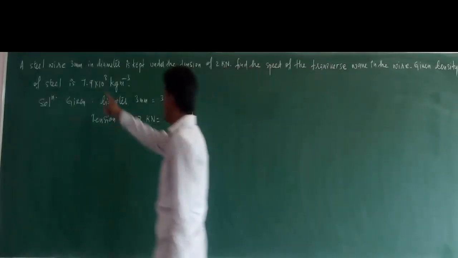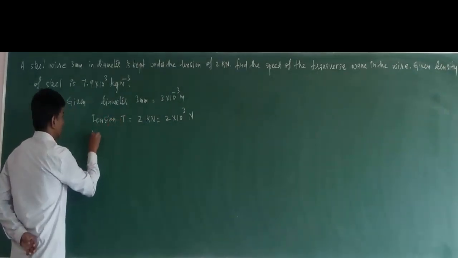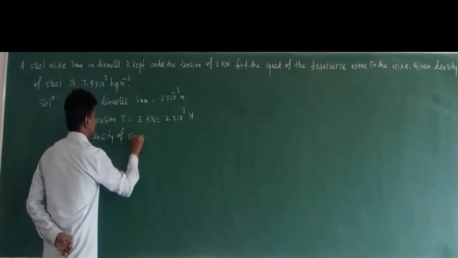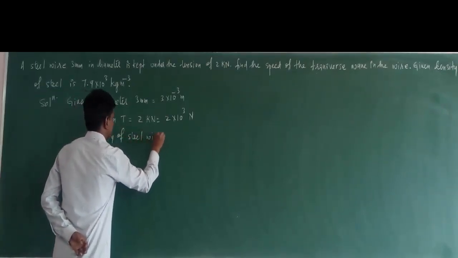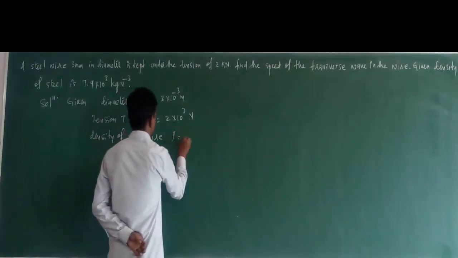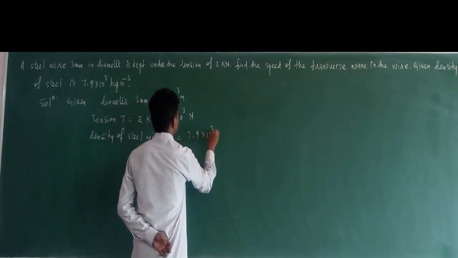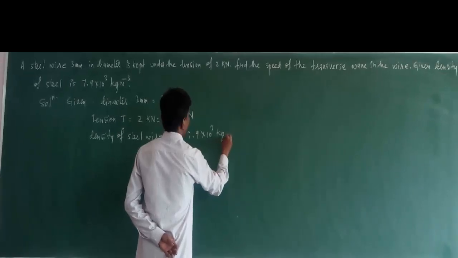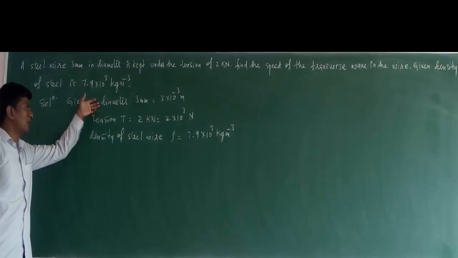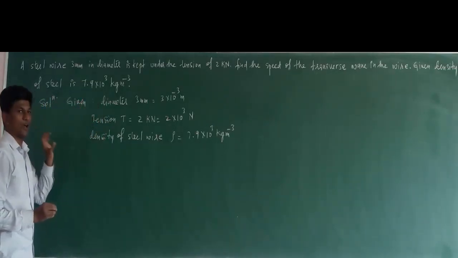Given is the density of the steel wire. Density is denoted as rho. Density of the steel wire, denoted as rho, is equal to 7.9 into 10 raised to 3 kg per meter cubed. After writing all the given things, next we have to put here a formula regarding this question.